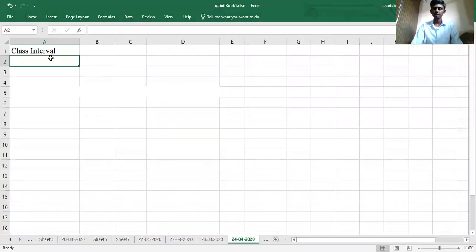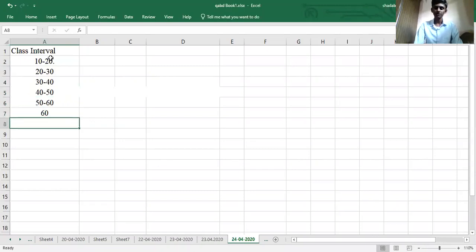Coming to class intervals: 10 to 20, 20 to 30, 30 to 40, 40 to 50, 50 to 60, 60 to 70, 70 to 80, 80 to 90.